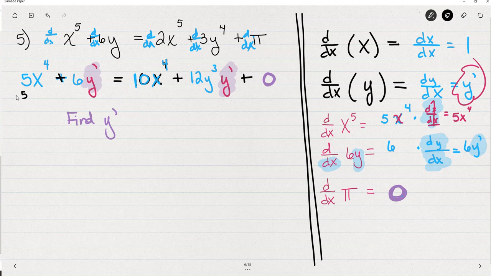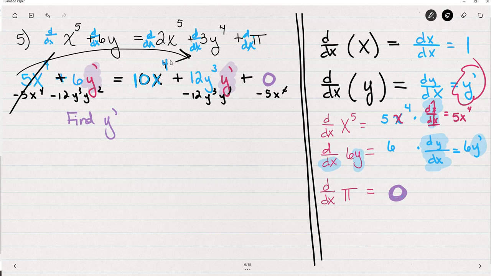So I'm going to subtract 5x to the 4th from both sides. I'm going to subtract 12y cubed y prime from both sides. Now I'm doing that so that I can move this 5x to the 4th over to the other side, and I can move this 12y cubed y prime to the other side. So it would look like this.